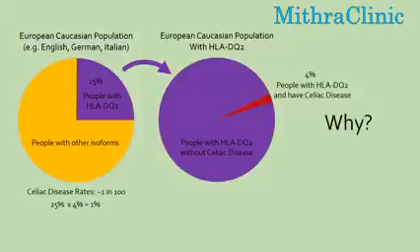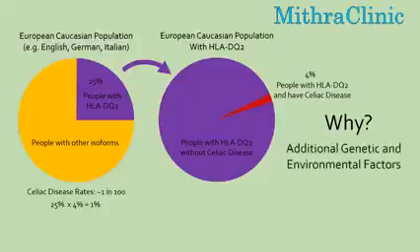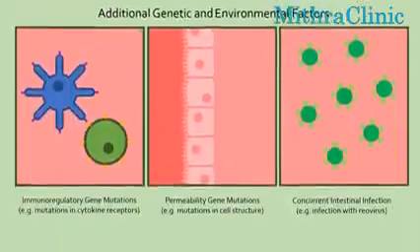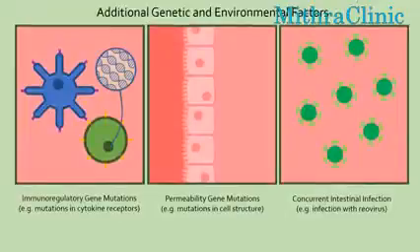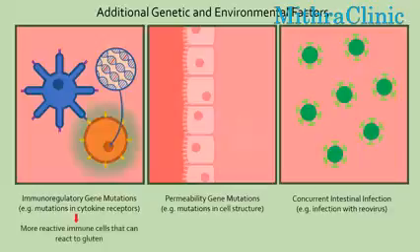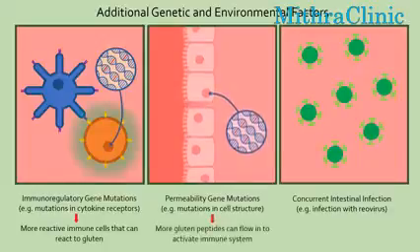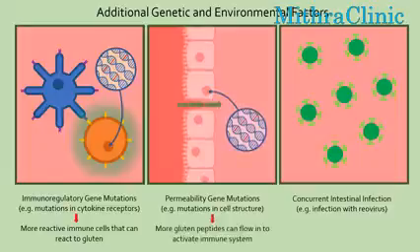Why is this the case? While the specifics are not well understood, scientists agree that additional genetic and environmental factors play a huge role. Mutations in immunoregulatory genes may make immune cells more reactive. Perhaps other mutations make the intestinal epithelium permeable, allowing easy entry by gluten peptides.